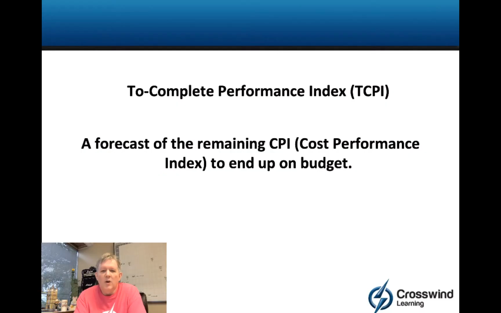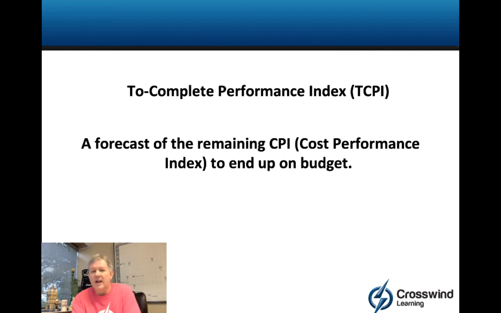In this video, we're going to discuss the To Complete Performance Index calculation and the shortcut to understand the formula, the Crosswind Way. So first, what is the TCPI, or To Complete Performance Index? This is a calculation that is a forecast of the remaining cost performance index to end up on budget.